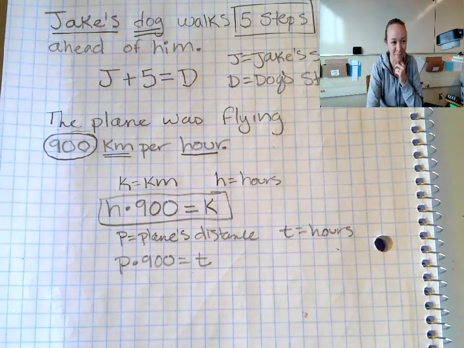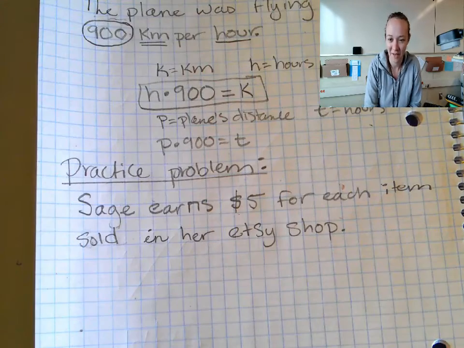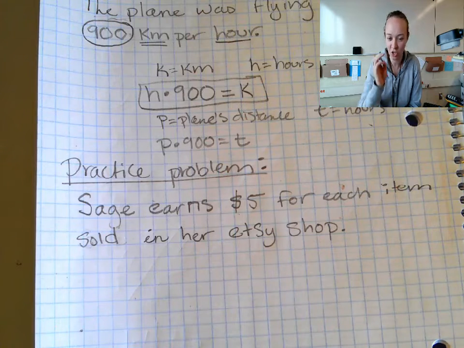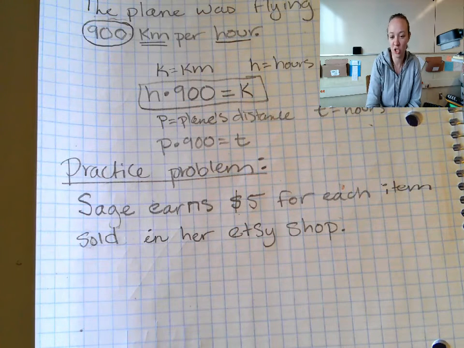All right, practice problem. Our practice problem is that Sage earns $5 for each item sold in her Etsy shop. Please write a rule and don't forget to tell me what your variables stand for.